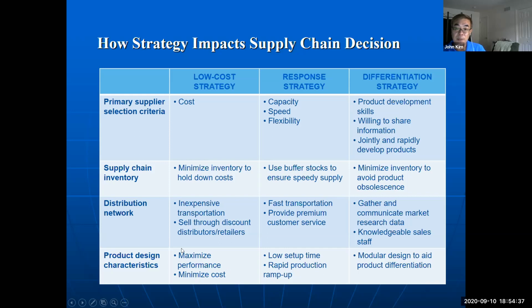Minimize cost, that means design and so on, focus on efficiency. And then here, low setup time, so try to make it faster by reducing setup time. And then here, differentiation, better modular design.